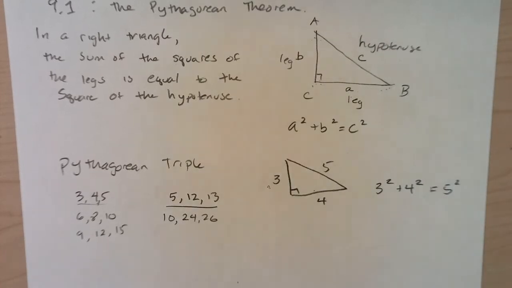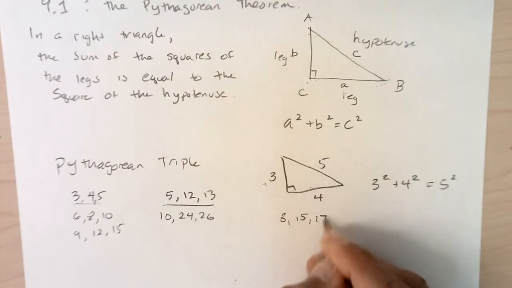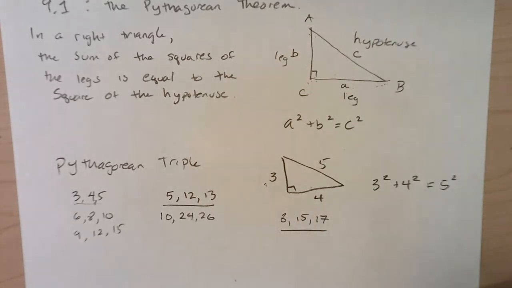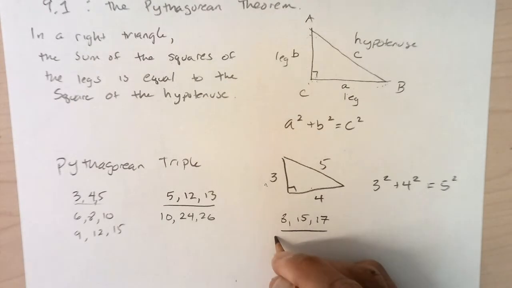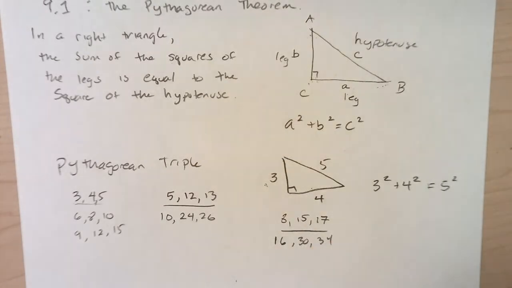But another Pythagorean triple is 8, 15, and 17. 8 squared, 64, plus 15 squared, 225, is equal to 17 squared, 289. And then again, any multiple. So 16, 30, and 34 would work.